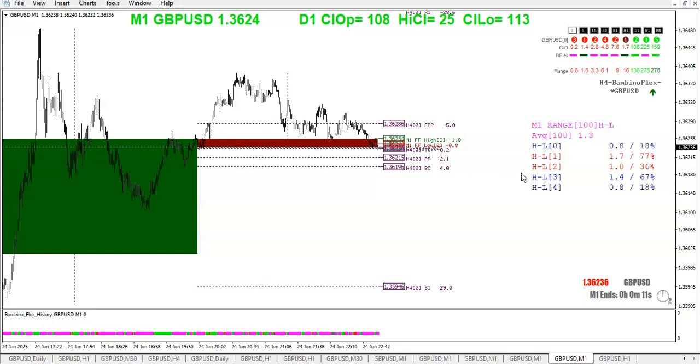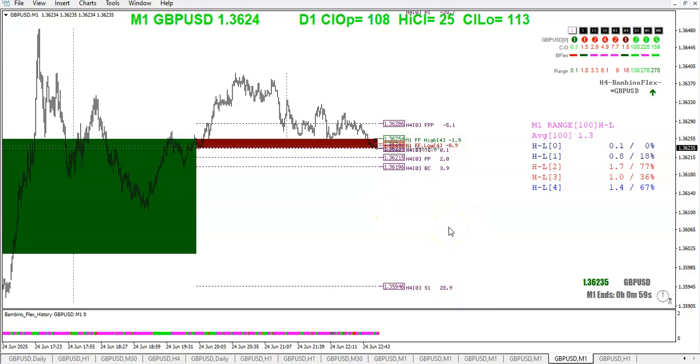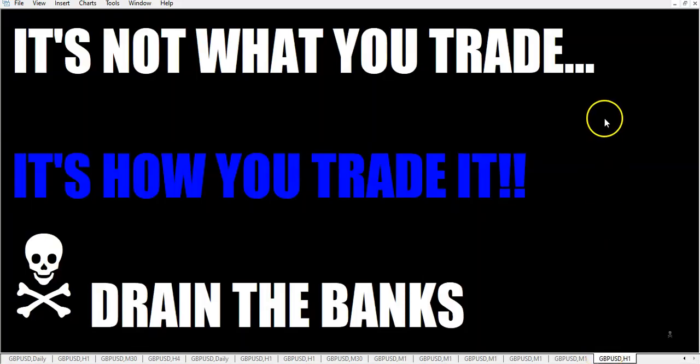I know I'm repeating myself, but some things bear repeating because traders, they just love the complex. They just love to see a bunch of lower charts with all these different squigglies and colors and shapes and a bunch of different numbers. But you can really make it simple. So, fellow traders, as always, it's not what you trade, it's how you trade it.